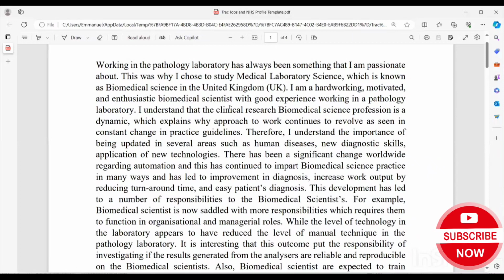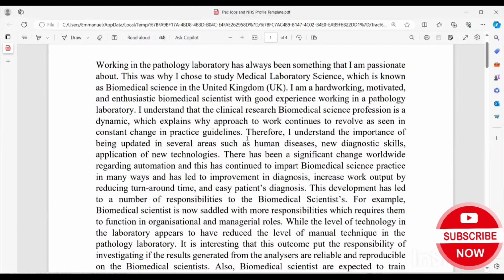I am a hardworking motivator. Just say some of these things. Understand that the clinical research biomedical science profession is dynamic, which explains why the approach to work continues to evolve, as seen in constant changes in practice guidelines. Even at this guideline, I think for me, if I was to do this again, I'd say, for example, you can mention some guidelines. Is it HCPC or IBMS or maybe UCAS? Just give them a few examples. That way they know, okay, this guy is up to date with what is going on in the pathology laboratory.